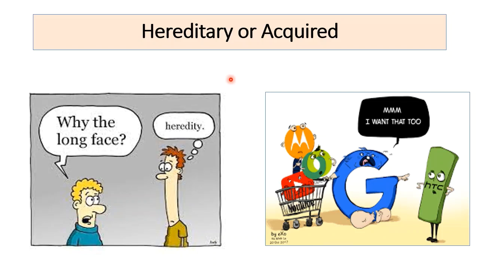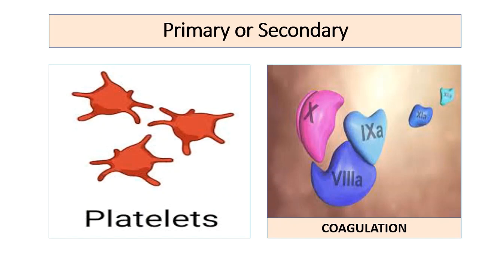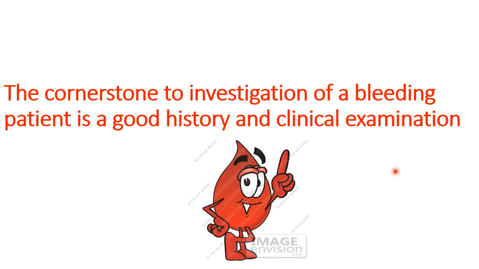The next thing is, is it hereditary or is it acquired? The age of onset and the duration of symptoms help us in determining whether it is a hereditary disorder or an acquired disorder. Generally, coagulation defects are usually hereditary and platelet defects are usually acquired. The next thing to determine is, is it a primary defect or a secondary defect? Are we talking platelets or are we talking coagulation? So the cornerstone to investigation of a bleeding patient is a good history and a clinical examination.